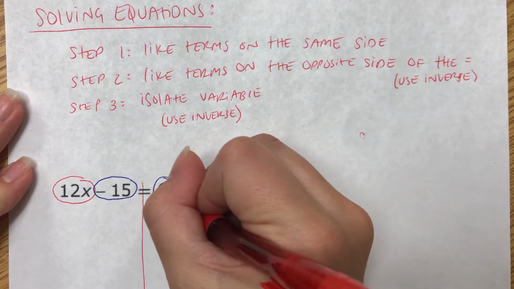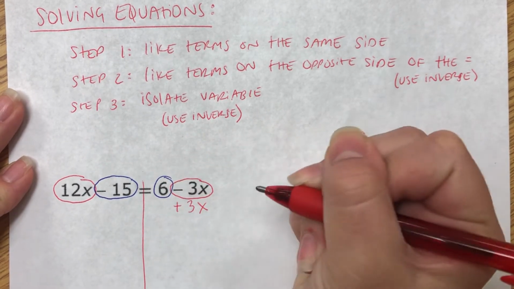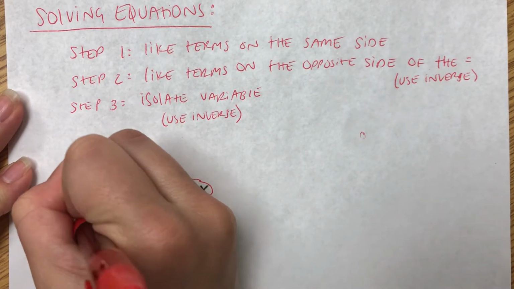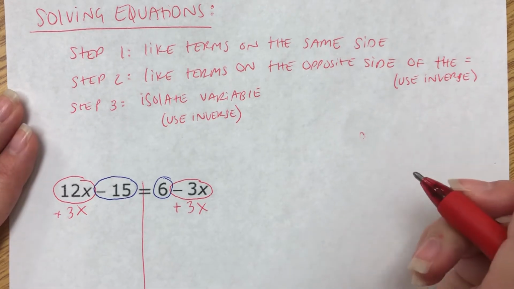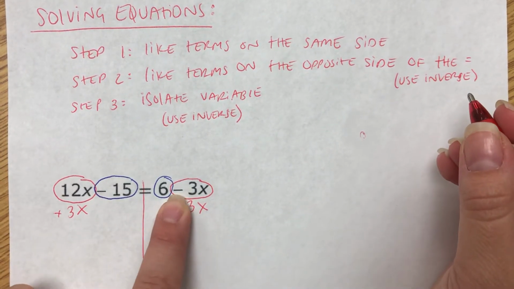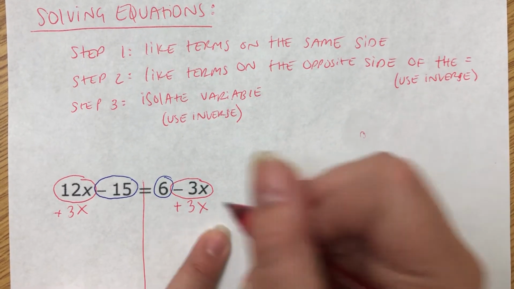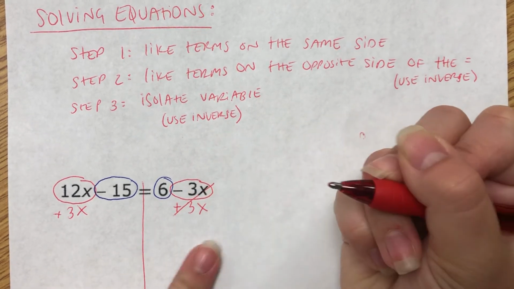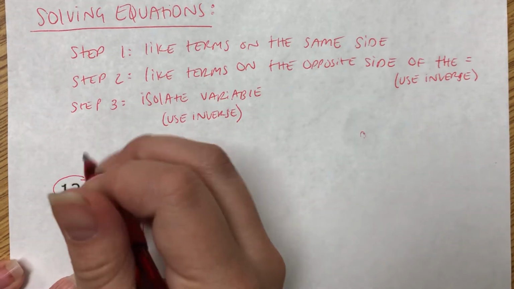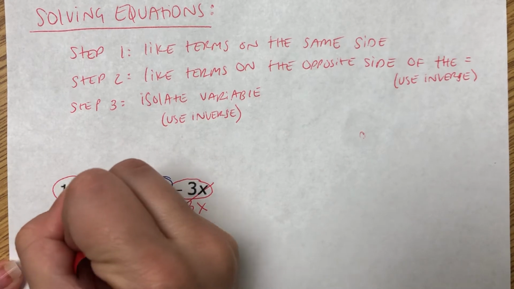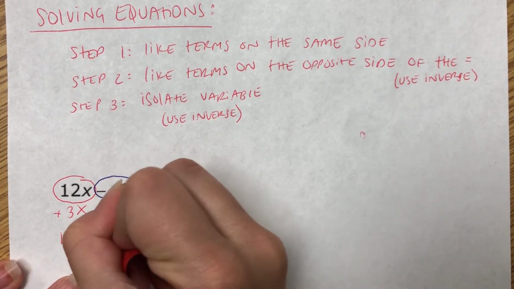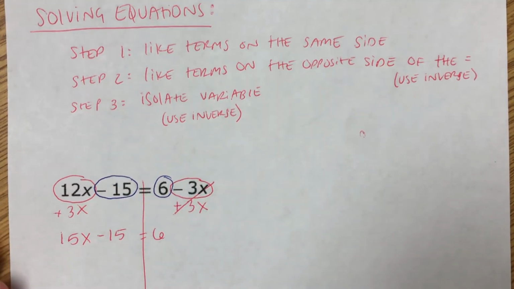The only way I can get rid of something over here and move it to over here on that side is by doing the inverse. So right now it was a subtraction of 3x, so we're going to add 3x, which makes it go away. 12x plus 3x is 15x. I'm going to rewrite the rest of the equation like that.